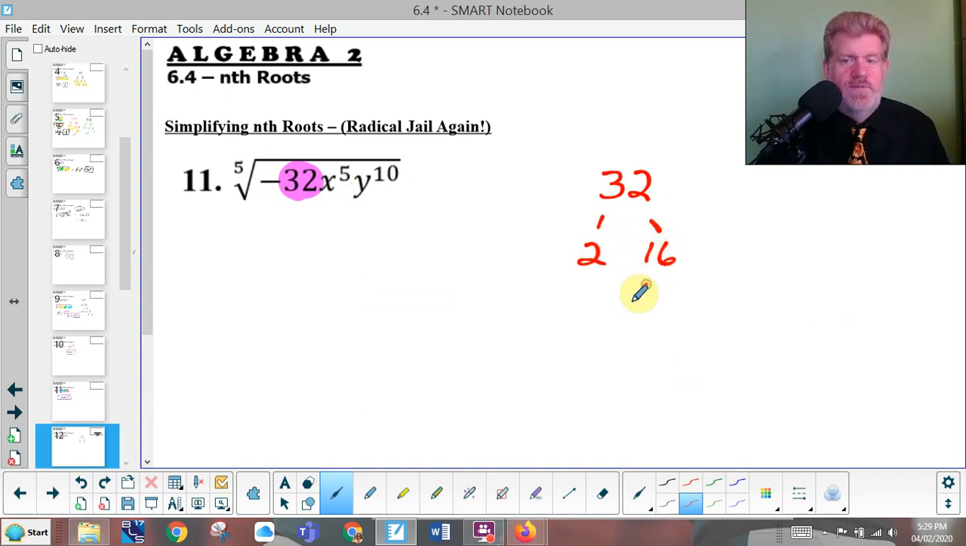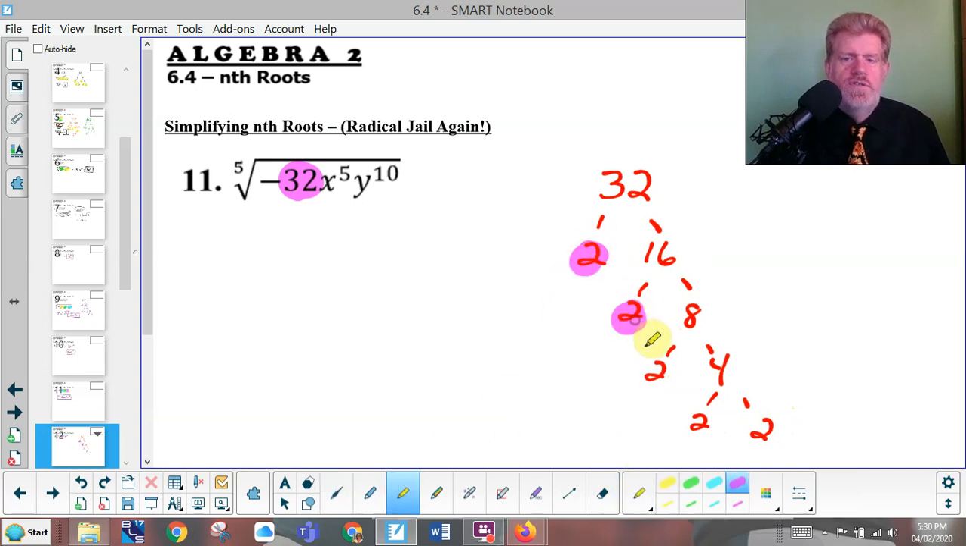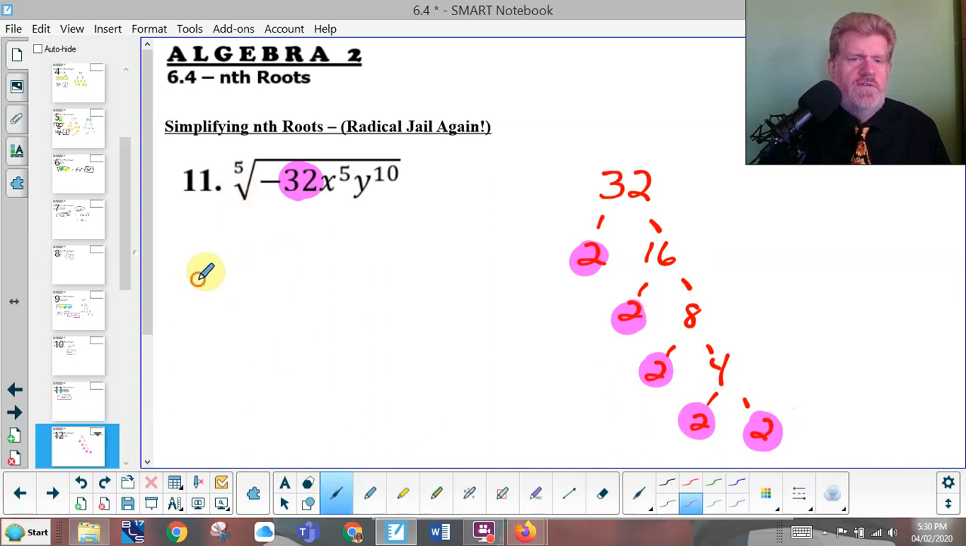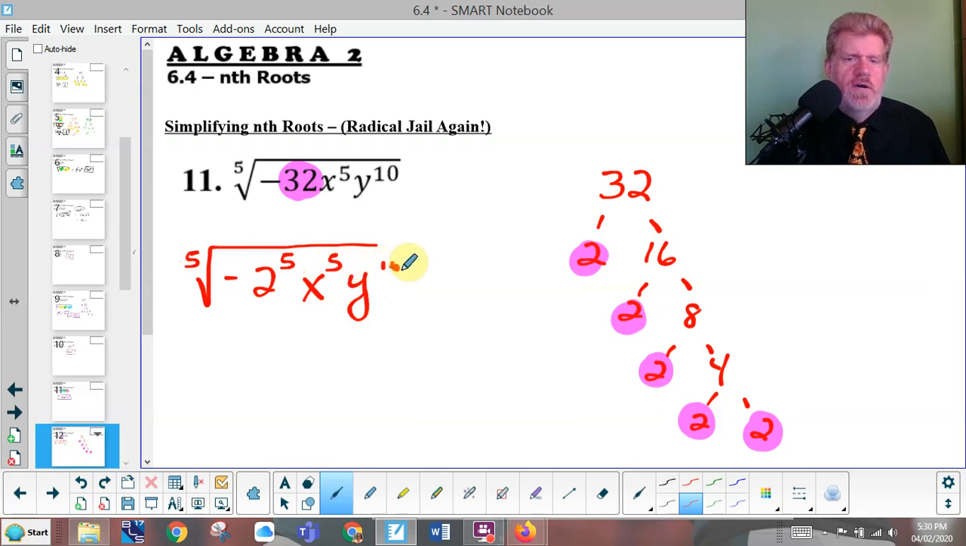you're going to recognize these numbers again, don't you? These are all powers of 2. 1, 2, 3, 4. There are 5 of them. 1, 2, 3, 4, 5. Which means we've got the 5th root of negative 2 to the 5th power, x to the 5th power, y to the 10th power. That's supposed to be a 10. There we go. It's a little bit better. Not perfect. Let me fix.